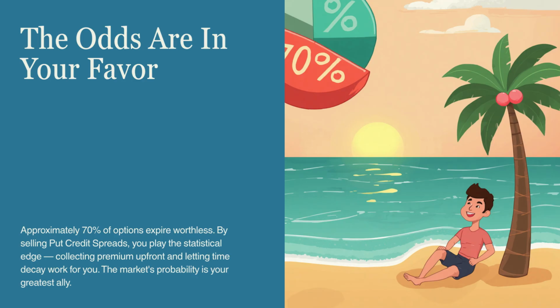70% of options that are bought expire worthless. So options trading is really a trade-off between risk and reward. What we're doing is collecting the premium upfront and letting the probabilities work in our favor.